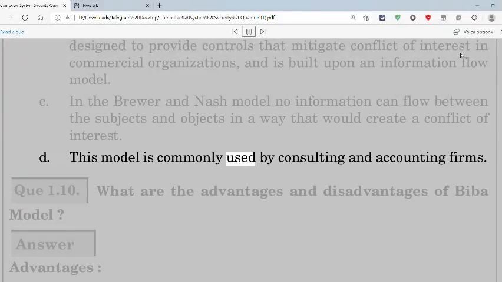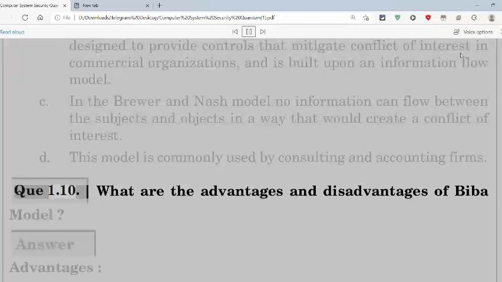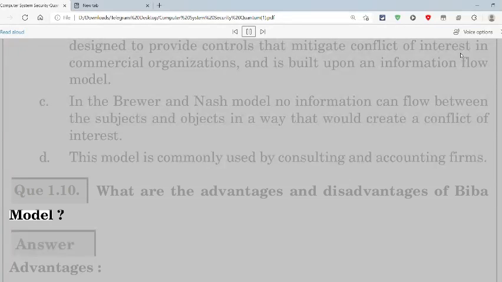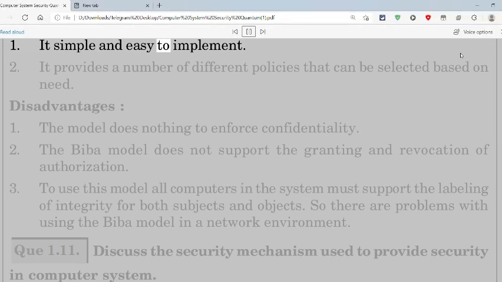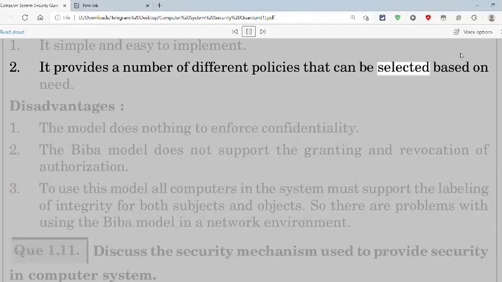D. This model is commonly used by consulting and accounting firms. K1.10. What are the advantages and disadvantages of BIBA model? Answer. Advantages. 1. It's simple and easy to implement. 2. It provides a number of different policies that can be selected based on need.